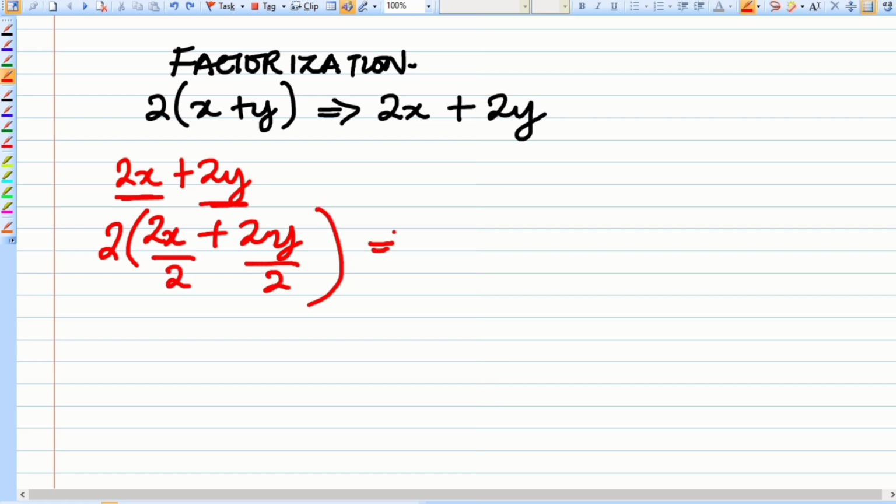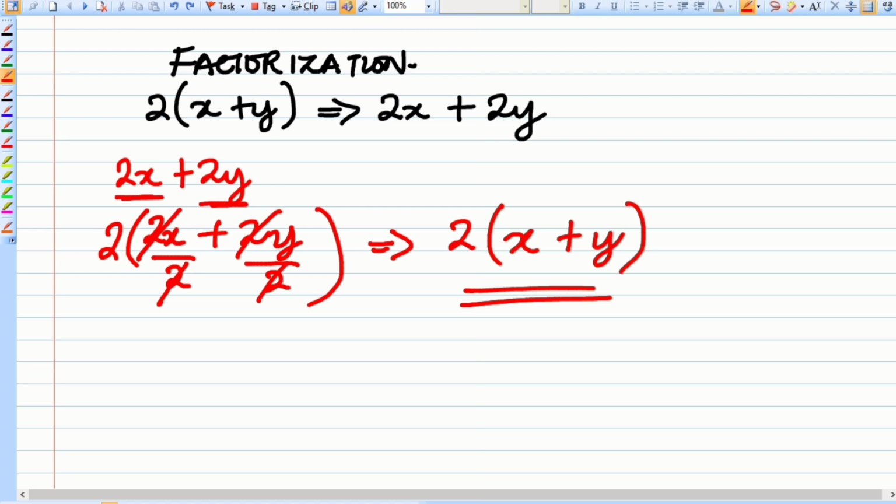So finally, this will be equal to 2 bracket. You see that this 2 is going to cancel this. What do we have there? x. This 2 will cancel this. What do you have there? Plus y. So after factorizing, you see we have what we had there before. So this is the process of factorization.